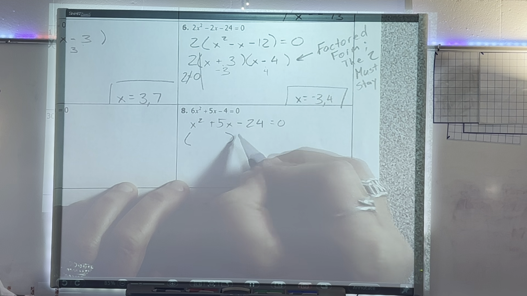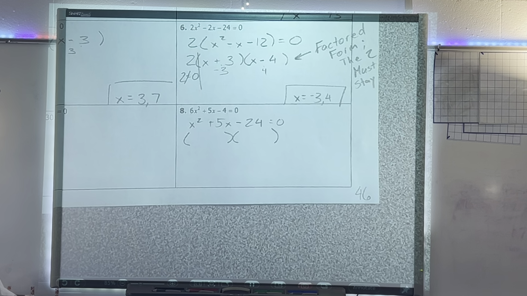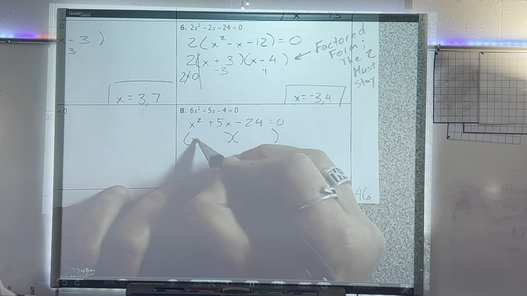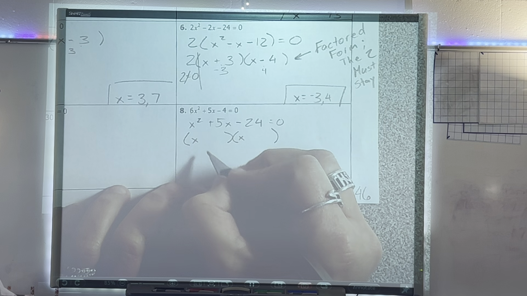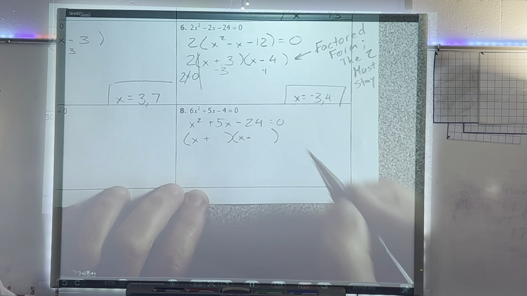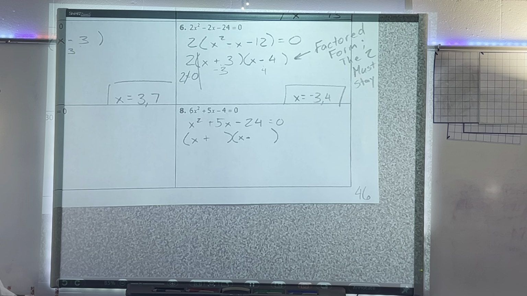Now I can go factor this. So x squared is going to split. My signs are going to be different. Very good. So that means I'm subtracting in the center when my signs are different. All right, so I'm looking for two numbers that multiply to 24, and when I subtract them, I'm getting 5.